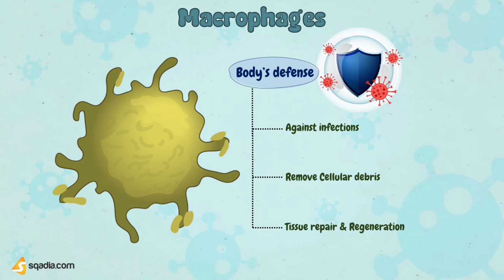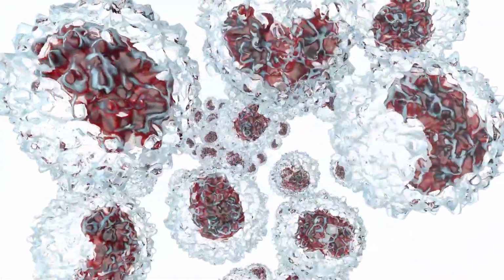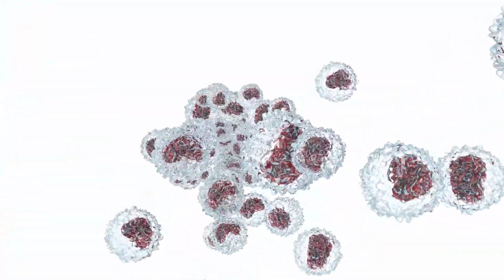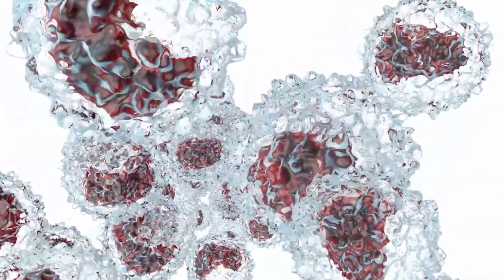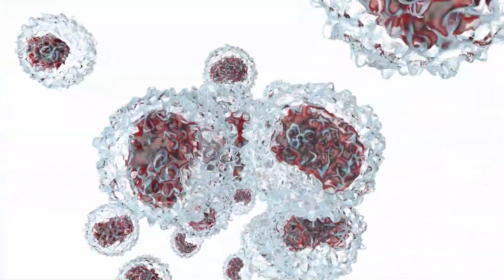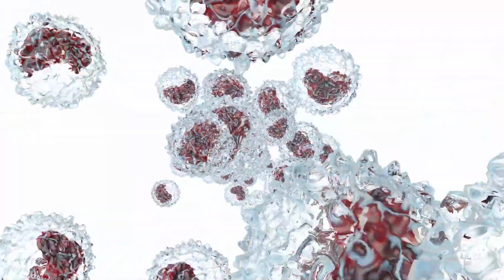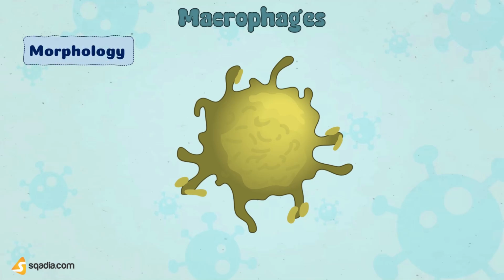These versatile immune cells are found in various tissues throughout the body, where they act as vigilant sentinels, patrolling their territories and responding to signs of danger or tissue damage. If we look at their morphology, we find that macrophages are large phagocytic cells with an amoeboid shape.